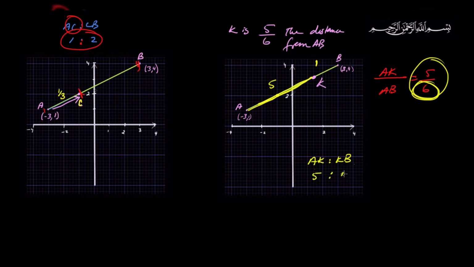So you have to understand what you're comparing in these ratios. Here you're comparing the two small segments that make up the big segment, whereas in the first case you're comparing the small segment to the whole big segment.